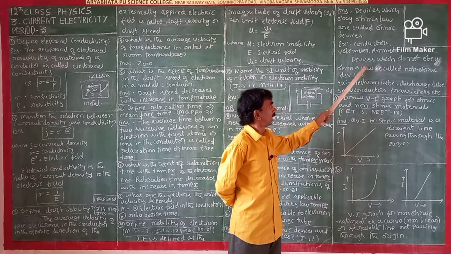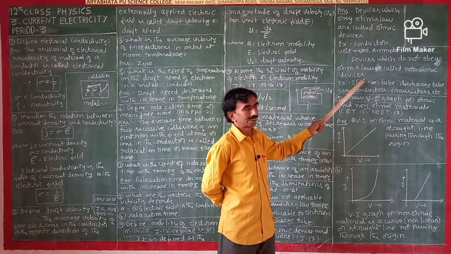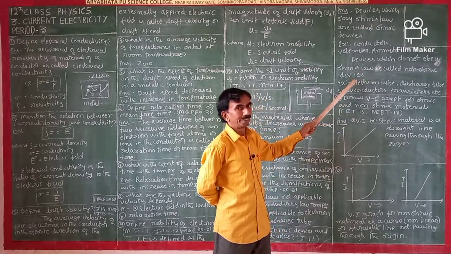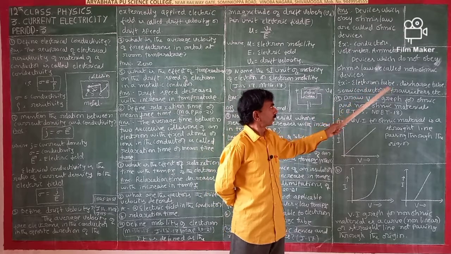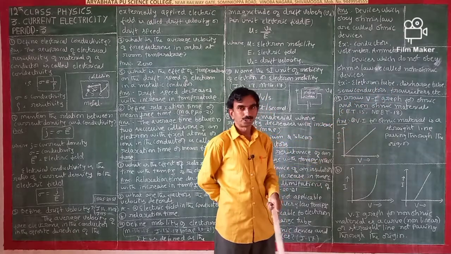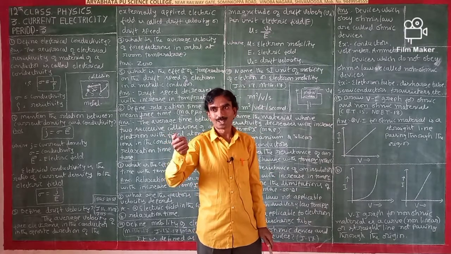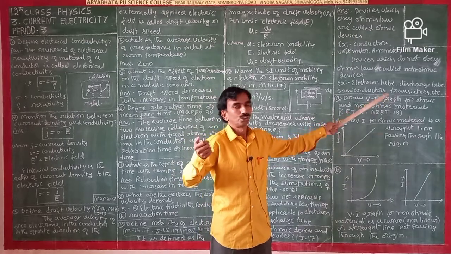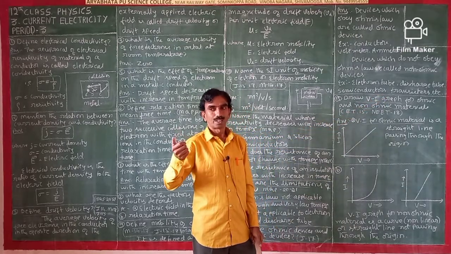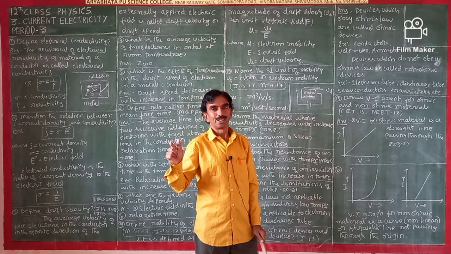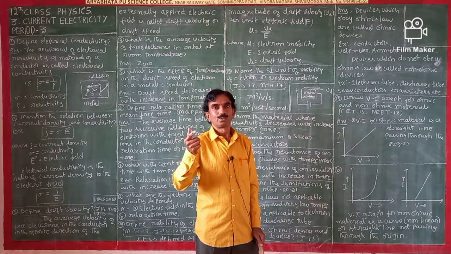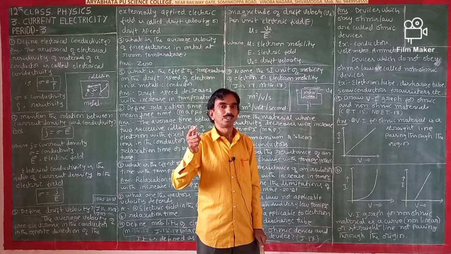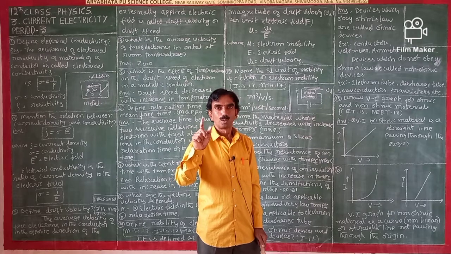Devices which do not obey Ohm's law are called non-ohmic devices. Examples: electron tube, discharge tube, semiconductors, transistors. A TV remote controller works on the principle of transistors, so Ohm's law is not applicable in it. In all mobile phones too, Ohm's law is not applicable.